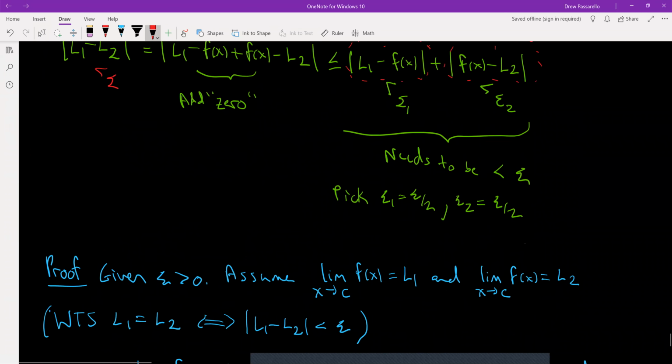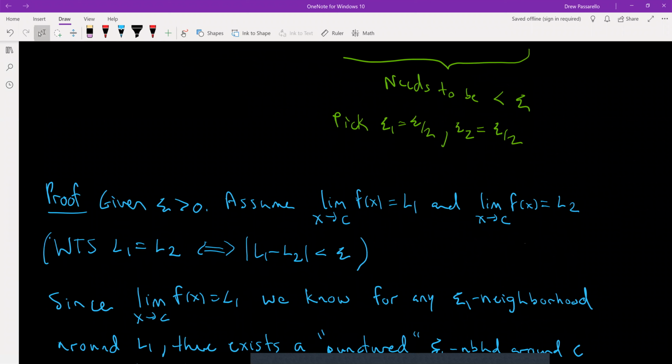So here's the proof. Given epsilon greater than 0, assume that we have limit x approaches c of f of x equaling L1, and limit x approaches c of f of x equaling L2. Right, and I'll put in parentheses what we're trying to show. I'm trying to show L1 equals L2, and that's if and only if the absolute value of the difference of L1 minus L2 is less than any arbitrary epsilon.